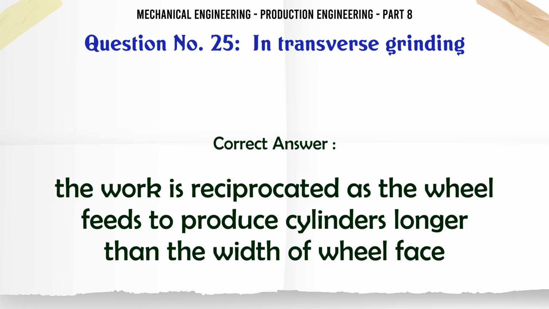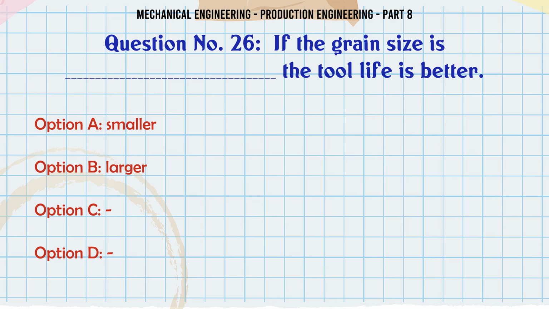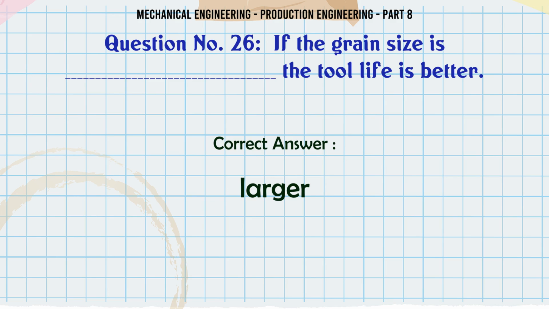If the grain size is ____, the tool life is better. A. smaller. B. larger. C. D. The correct answer is larger.